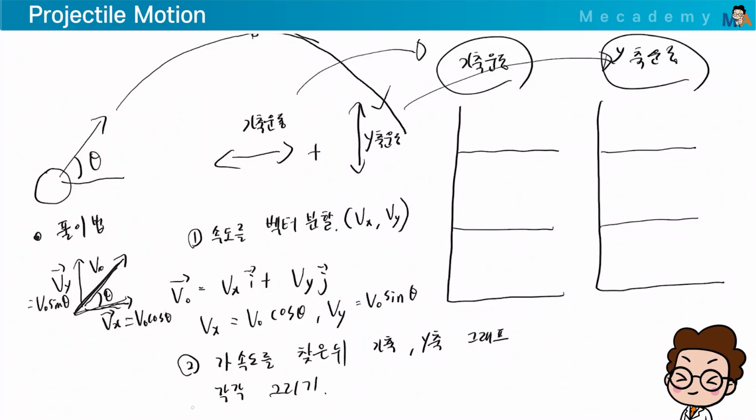Third, pick an arbitrary time, t0, and analyze both motions at that instant. Because even if it moves separately along the x-axis and y-axis, the time for the ball will flow the same, right? Then let's try drawing it first. Now, the only acceleration the ball is experiencing is gravitational acceleration, right? When you throw the ball, for example, a ball in projectile motion.